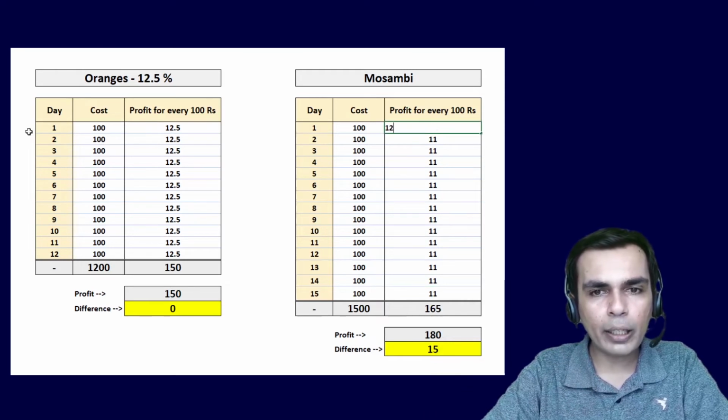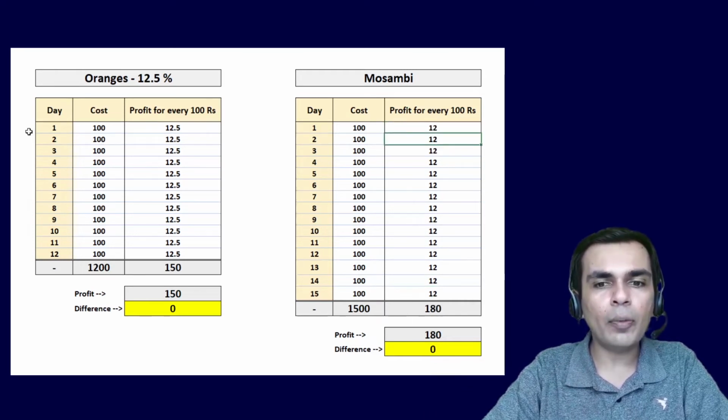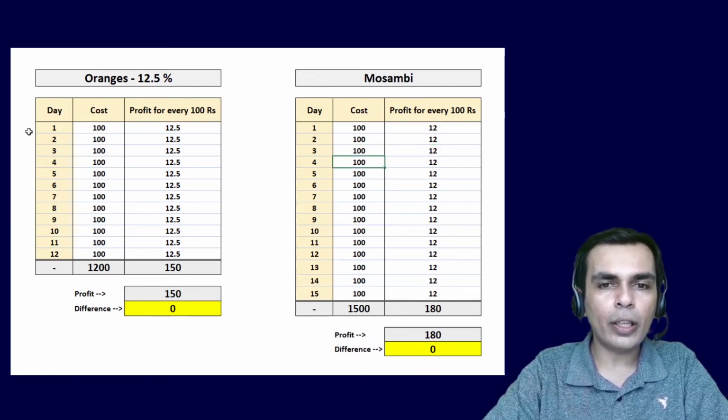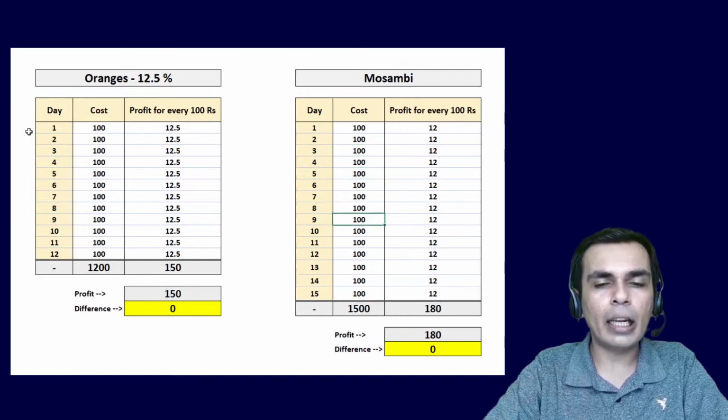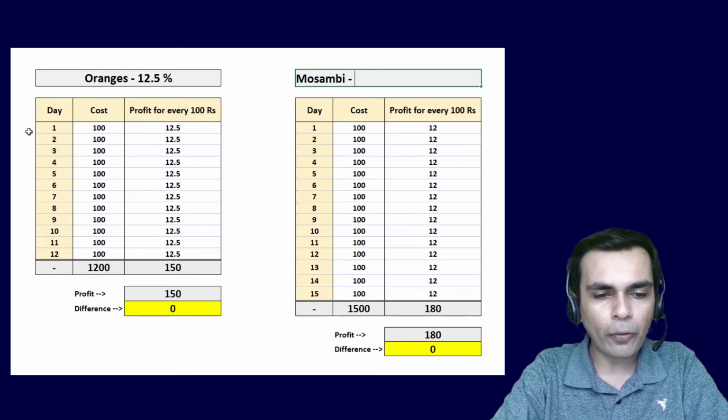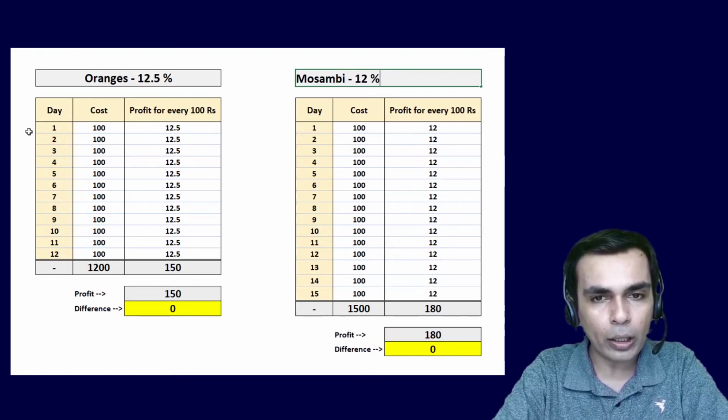So let's make it 12. If you make it 12, then it will be exactly 180. Because for every 100, 100, 200, 300, 400, 500, 600, 700, like that we keep going to 1500, the profit is 12, 12, 12, 12, 12, 12. It goes on 15 times and becomes 180, which is correct. So I would say for Mosambi, the profit percent per 100 is 12.